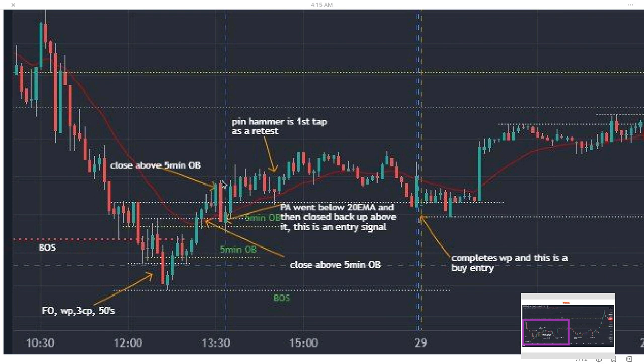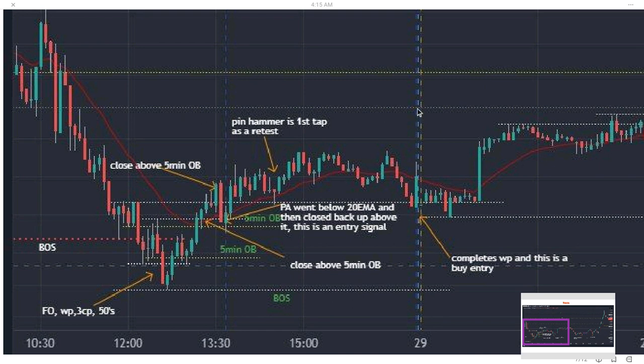We just need an entry signal where price rejects this level or this area where the 20 EMA is. Here we go, there it is. This is the first tap and this is the second tap. Not only does price have to touch this level, but a bullish candle has to form to complete this W pattern right here at the retest level.